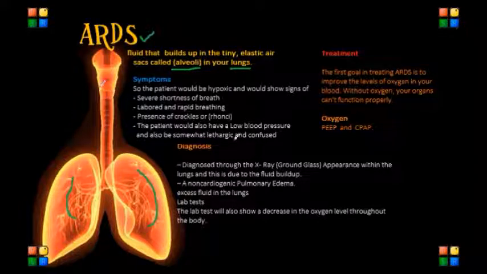So, let's look at the symptoms of this. The signs and symptoms of ARDS can vary in intensity and basically depend on the cause and severity. The patient would be hypoxic and would show signs of SOB, or severe shortness of breath. There would also be labored and rapid breathing, and the presence of crackles or rhonchi when we assess the patient. Also, the patient would have low blood pressure and can be somewhat lethargic and confused.